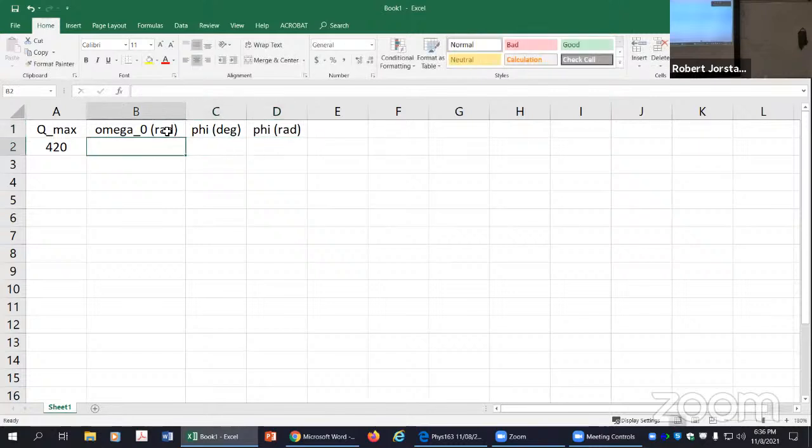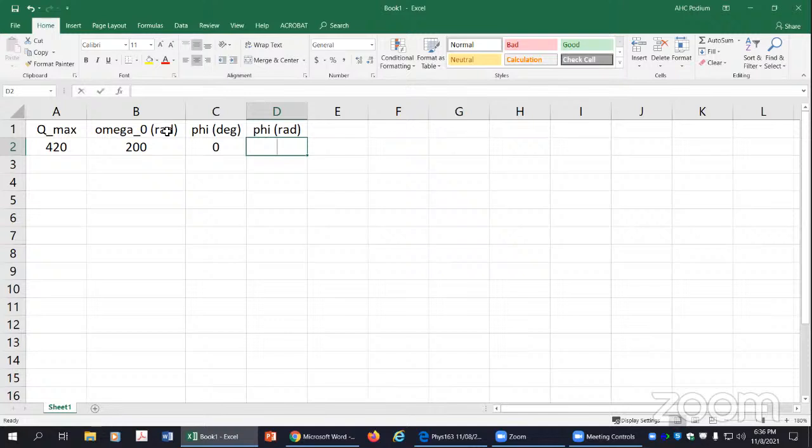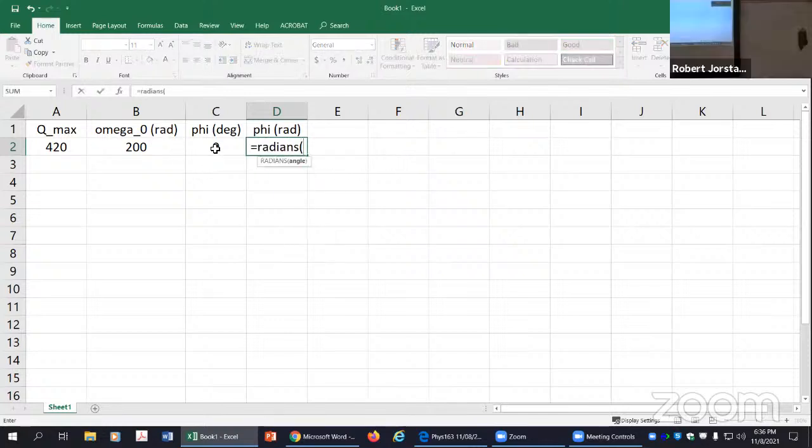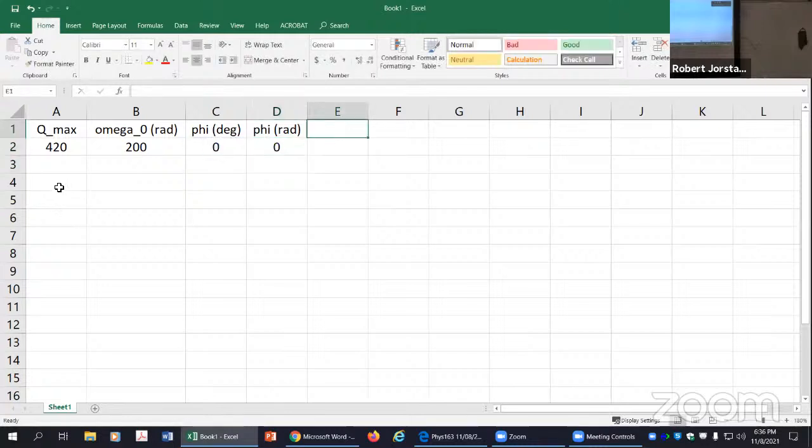So let's pick an omega here. Give me a good value for omega, any value. How about like 200? Sound good? Okay. All right. Now let's start with 0 degrees phase angle. So how can I get this converted to radians? Remind me. Radians equals degrees times pi over 180, right? Yeah. Okay.